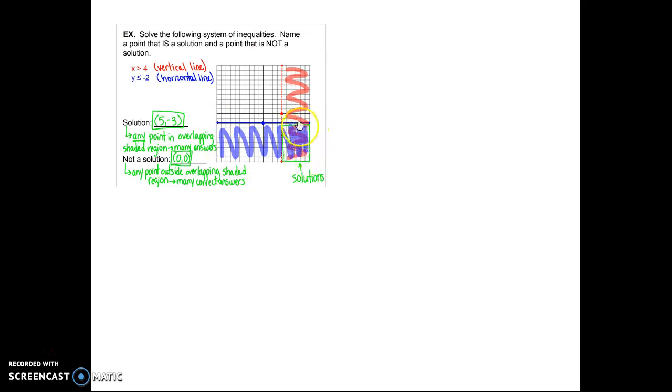Again, you can see from the different colors where the red and the blue overlap is in this region here. So any point that falls in this region could be a solution to this system of inequalities. So then it wants you to list a solution and a non-solution. So an actual solution is any point in that overlapping region. Okay, there's a lot of different answers for this. There's not just one point. So any point that falls in this region could be a solution.